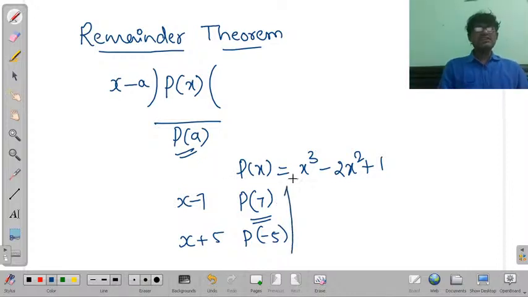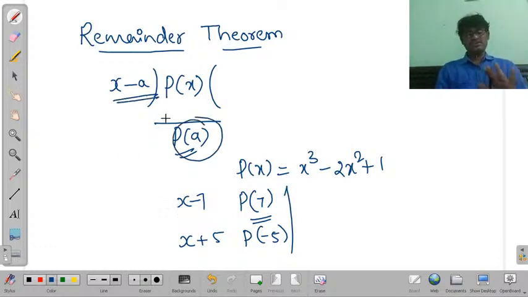And in general, if p of x is divided by x minus a, then the remainder is p of a. That's it. This is what we say remainder theorem.